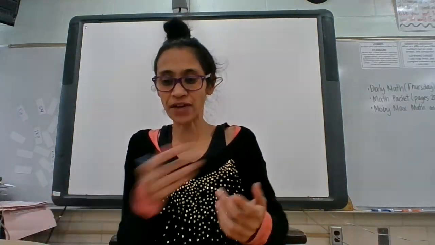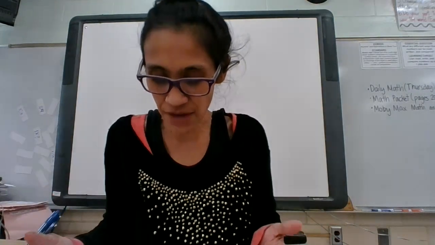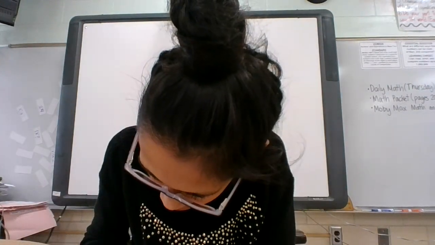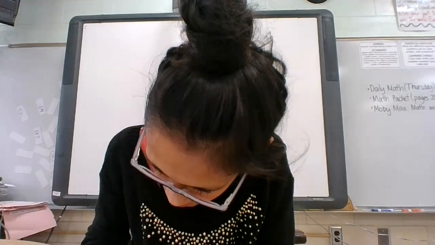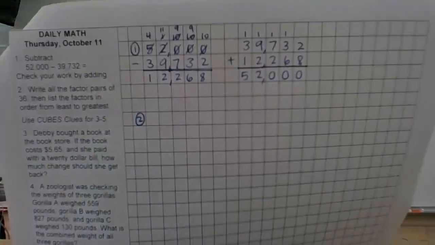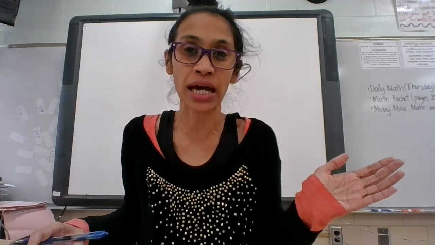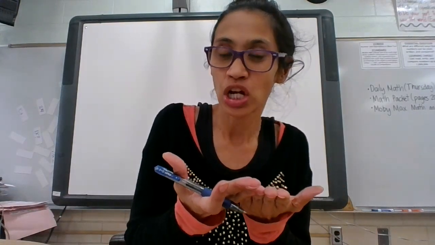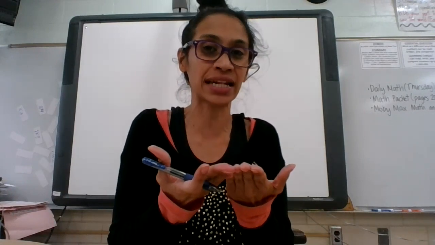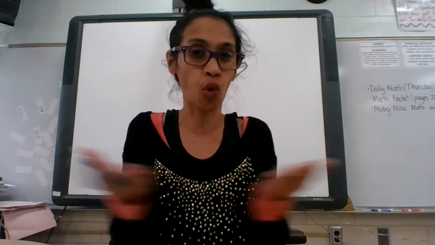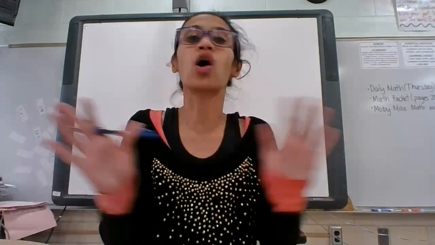Number 2, it says write all the factor pairs of 36, then list the factors in order from least to greatest. All right, so let me line that up. So remember, when we do factors, well, what are factors? Factors are numbers that you multiply together. So we're thinking of numbers that we can multiply together to get 36. Now, we always start with what number? What number is a factor of all the numbers? That would be 1. So I'm going to write 1 times what? 36. 1 times 36.